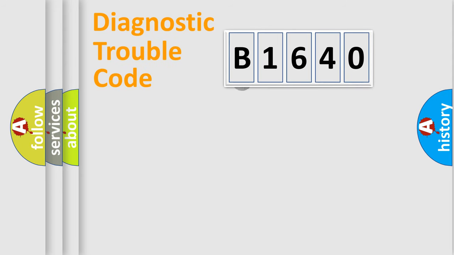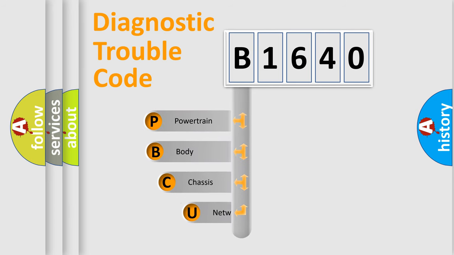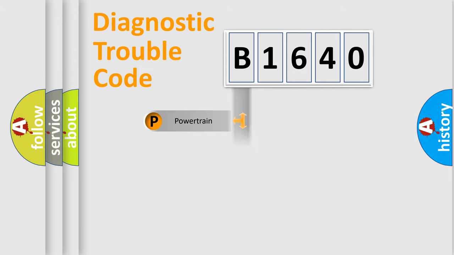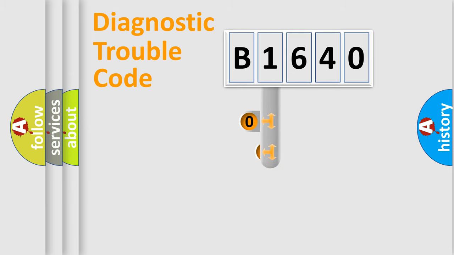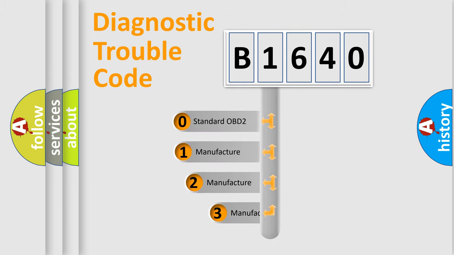Let's do this. First, let's look at the history of diagnostic fault code composition according to the OBD2 protocol, which is unified for all automakers since 2000. We divide the electric system of an automobile into the four basic units: powertrain, body, chassis, network. This distribution is defined in the first character code.